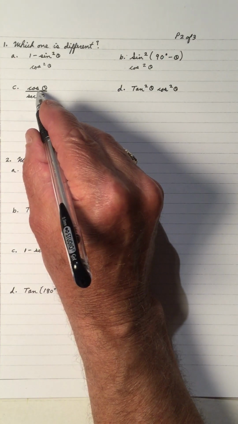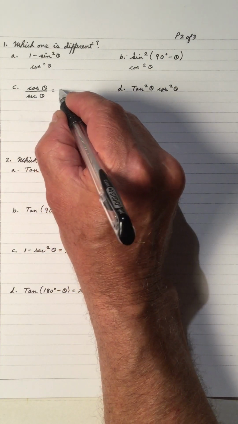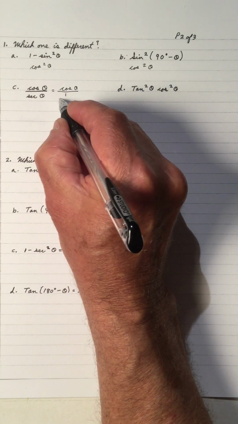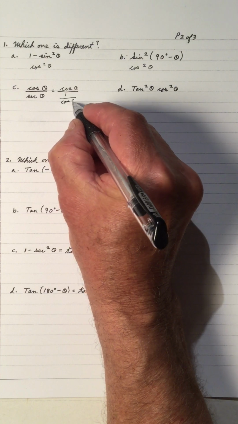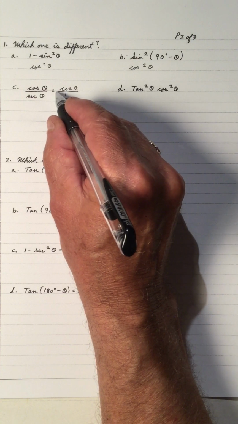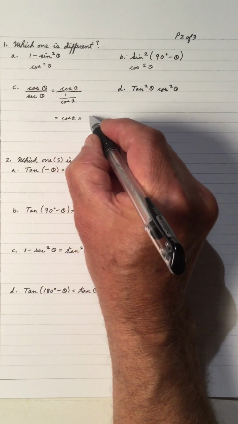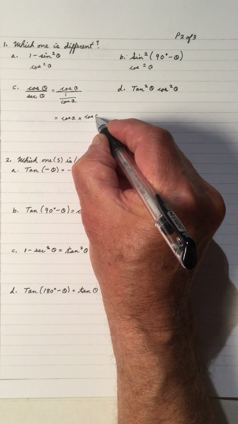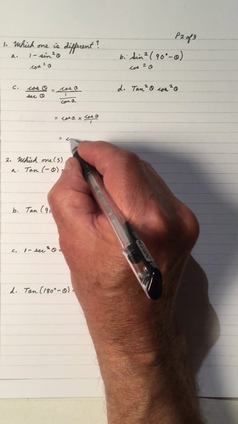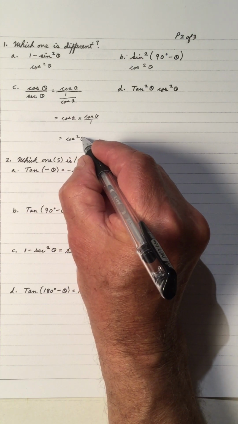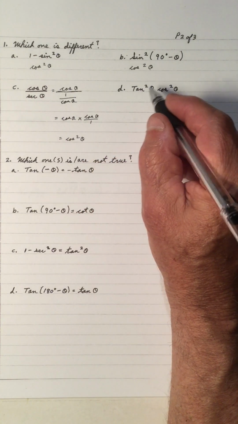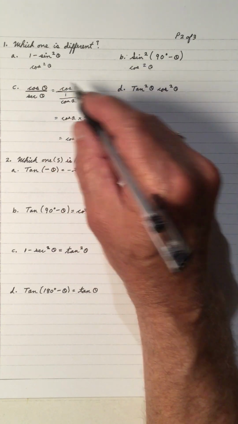And cos divided by secant, well, cos is okay. Secant is 1 over cos, the reciprocal of cos. So that's cos theta. We're dividing, so we multiply by the reciprocal, which is cos theta over 1. And multiplying, we get cos squared theta. So this is cos squared, this is cos squared, this is cos squared. They're all the same. So which one is different?